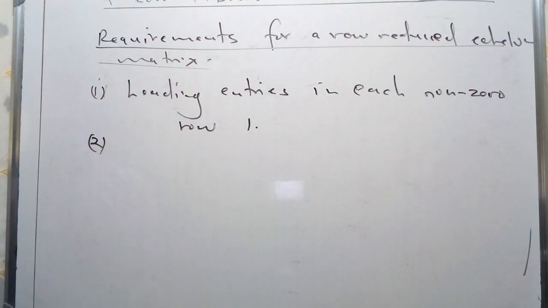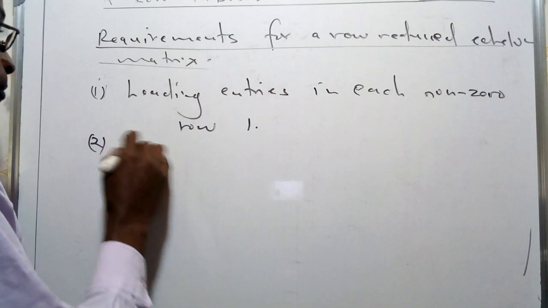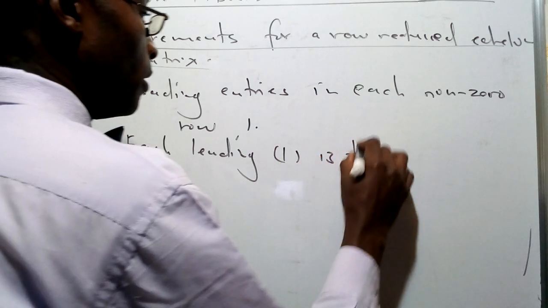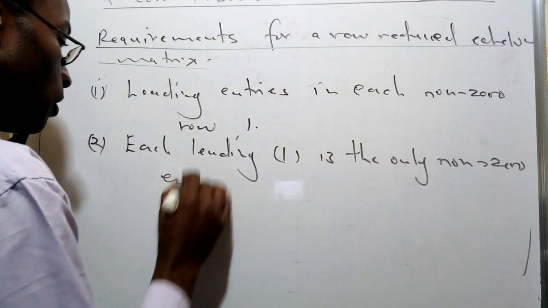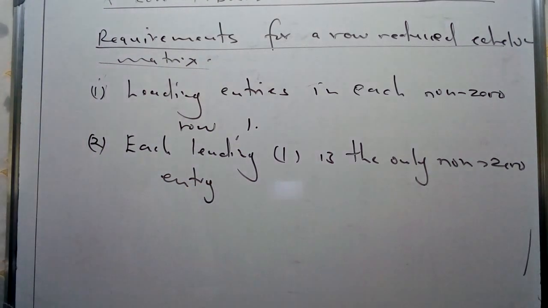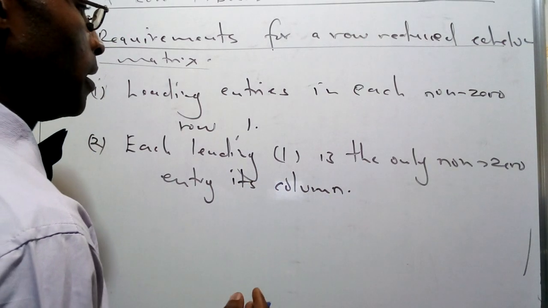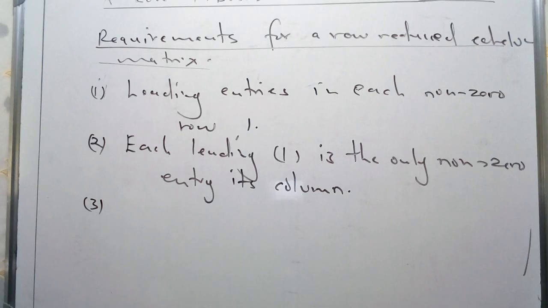Then consideration number 2 is that each leading one is going to be the only non-zero entry in its column. So each leading one is the only non-zero entry in that specific column. In that particular column where we consider the leading entry, this is going to be the only non-zero entry. These are some of the fundamental aspects which we are going to consider.